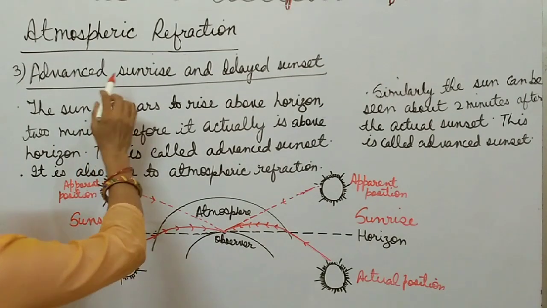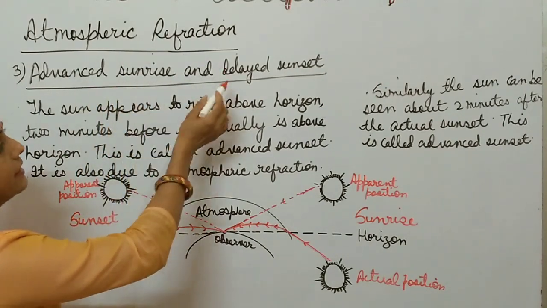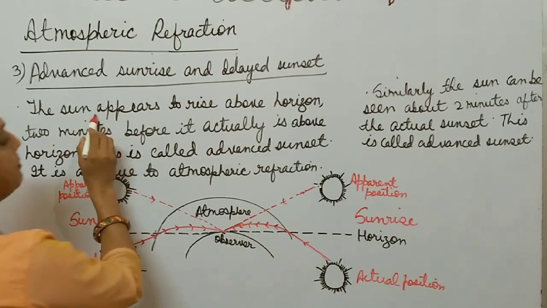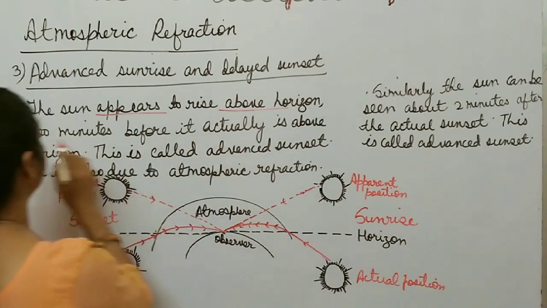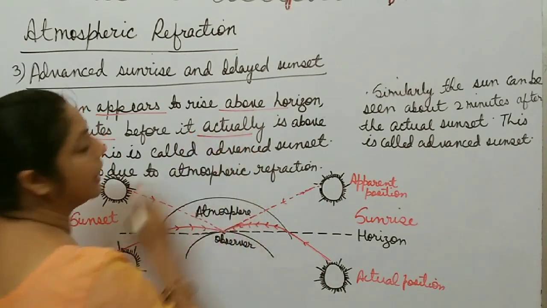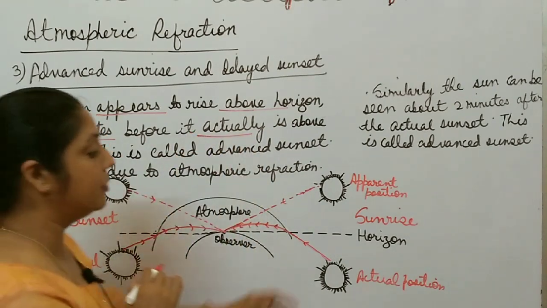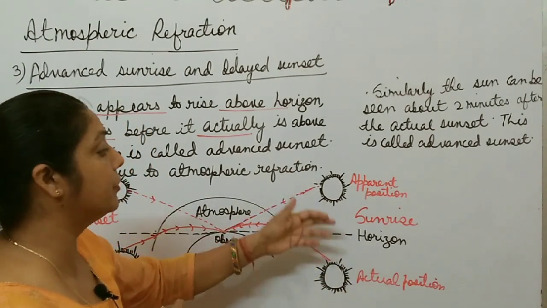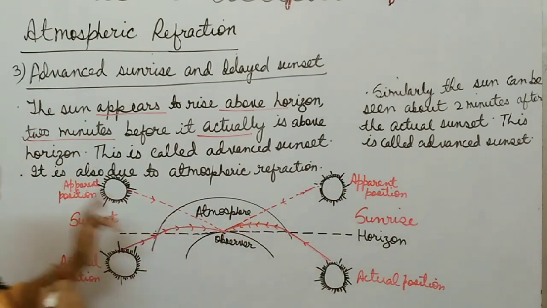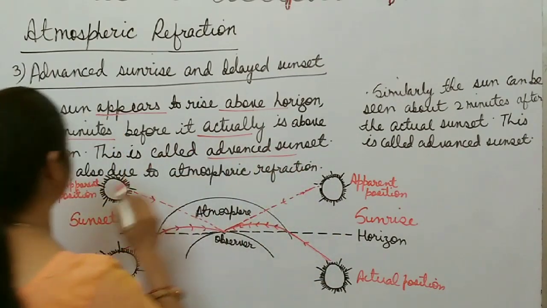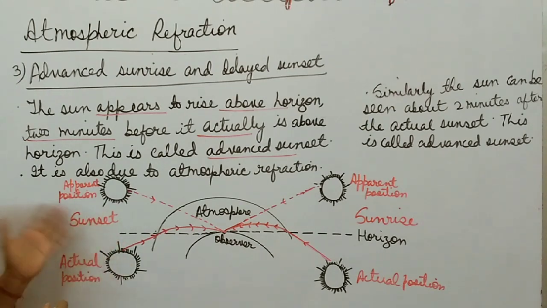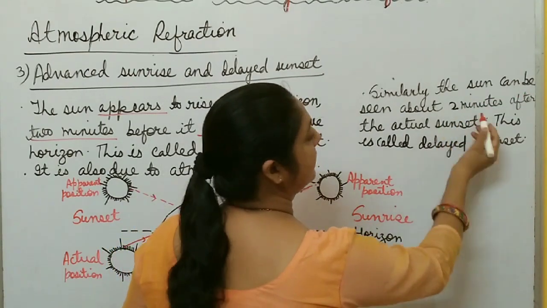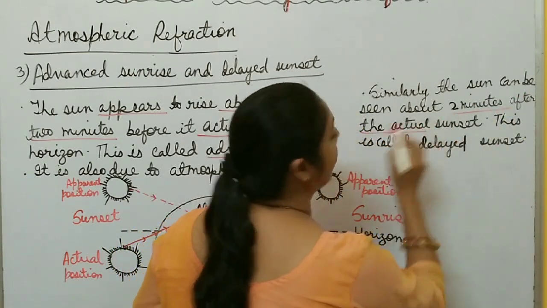Now, the next phenomenon of atmospheric refraction is advanced sunrise and delayed sunset. What does it mean? Advanced sunrise means the sun appears to rise above the horizon 2 minutes before it actually is above the horizon. The sun is actually below the horizon, but it appears to rise 2 minutes before above the horizon, right? This is called advanced sunrise, and it is also due to atmospheric refraction. I will explain it to you. Okay, what is delayed sunset? The sun can be seen about 2 minutes after the actual sunset.